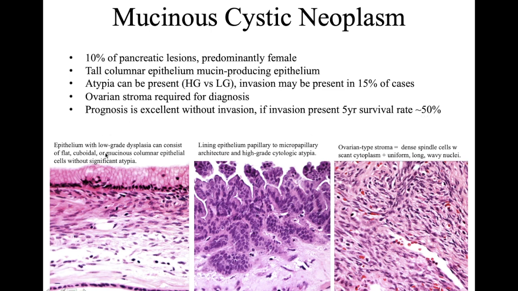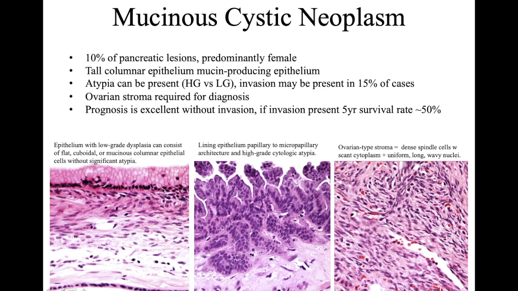The epithelium has, again, like we saw, very low-grade dysplasia, and can consist of flat cuboidal cells, mucinous, or mucinous columnar epithelial cells without any atypia. Here's the cyst lumen. Here's the epithelium. Look at that ovarian stroma right here, hanging out right over here. We can also see some papillary or micropapillary architecture and some high-grade cytologic atypia.